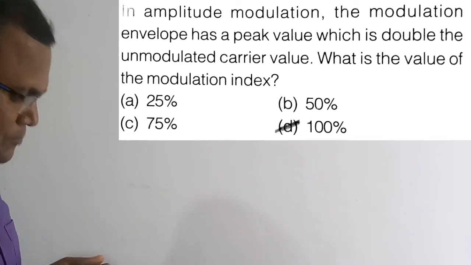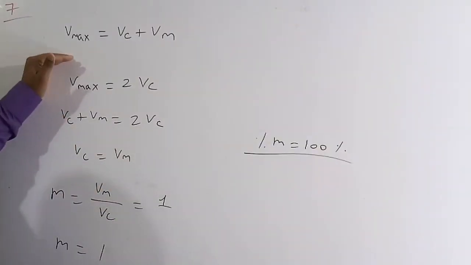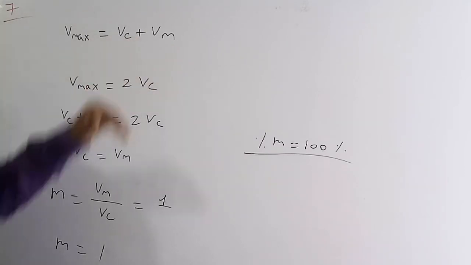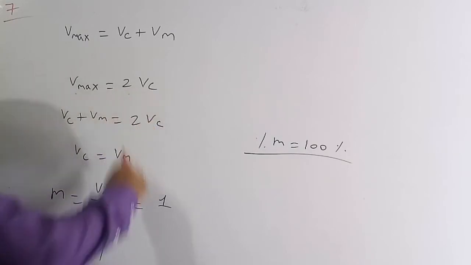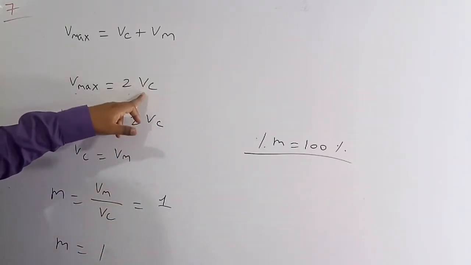What are the four options? Option D, 100%, is the correct solution of this question. Let's solve this numerical. The maximum value of the amplitude modulated signal is Vc plus Vm. I have already told you this. In the question they have given the maximum value as 2 times the unmodulated carrier wave, meaning the peak value of the carrier signal is Vc.